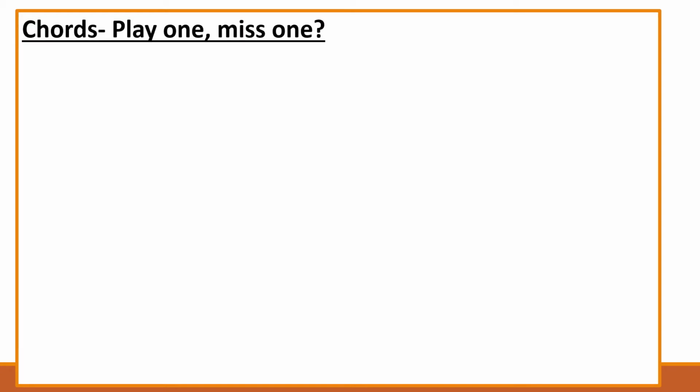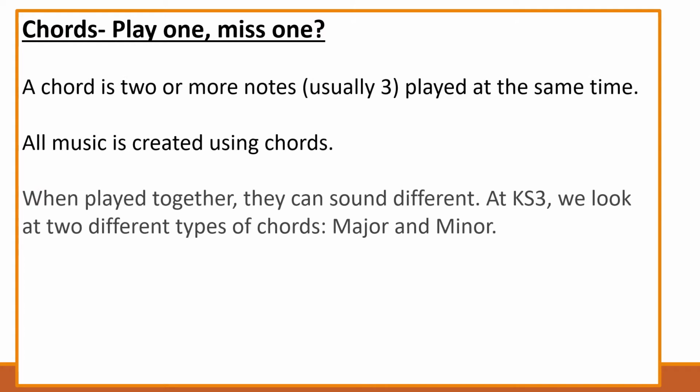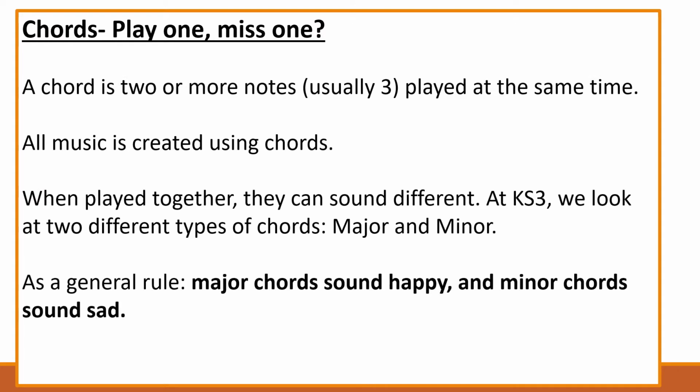So we're going to start on revising chords. A chord is two or more notes usually played at the same time. All music is created using chords. Remember that a chord is usually three notes, but it can technically be two. When played together, they can sound different. At Key Stage 3, we look at two different types of chords, major and minor. As a general rule, the major chords sound happy and the minor chords sound sad.